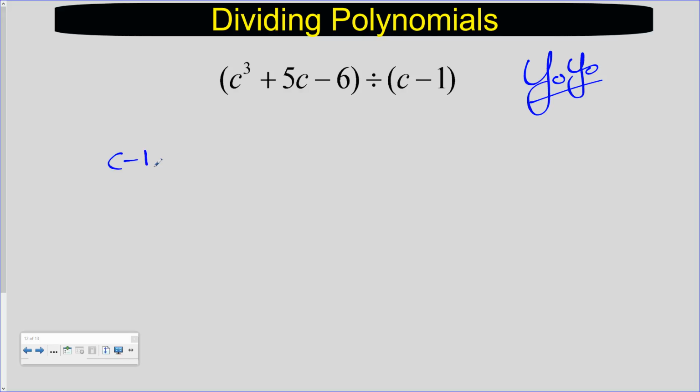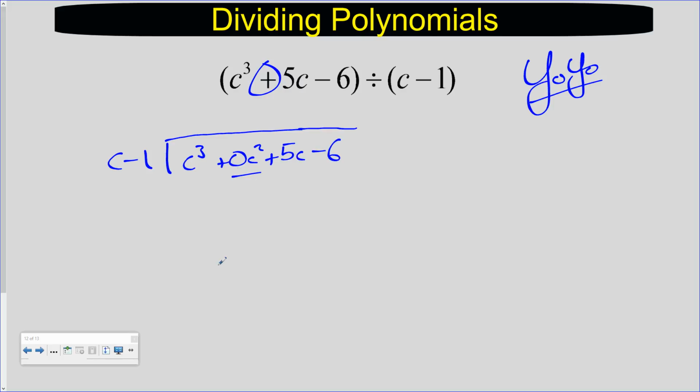Okay, I hope everybody has what they think is right anyway. The issue here is we're missing c squared, right? So we're going to fill that in as 0c squared plus 5c minus 6. If you didn't put a 0c squared, it's possible you did just fine. Let's just wait and see. Okay, so c minus 1. What do I have to multiply c by to get c cubed? I have to multiply by c squared.